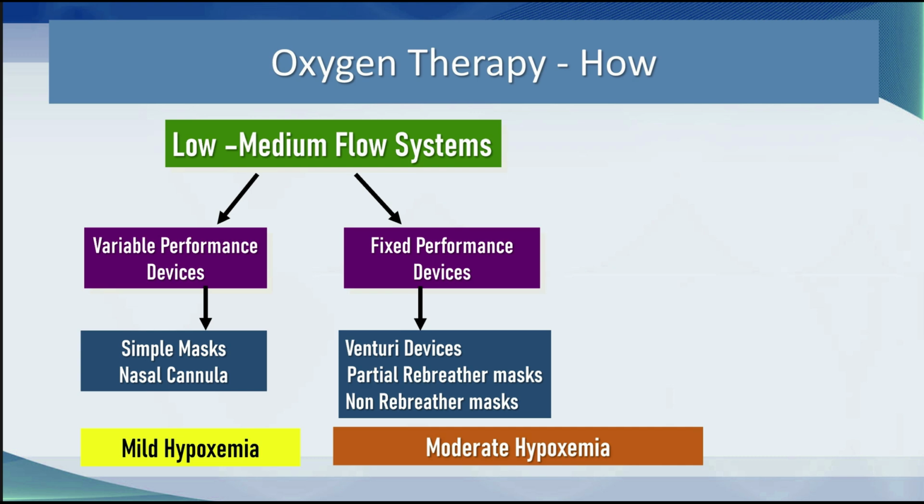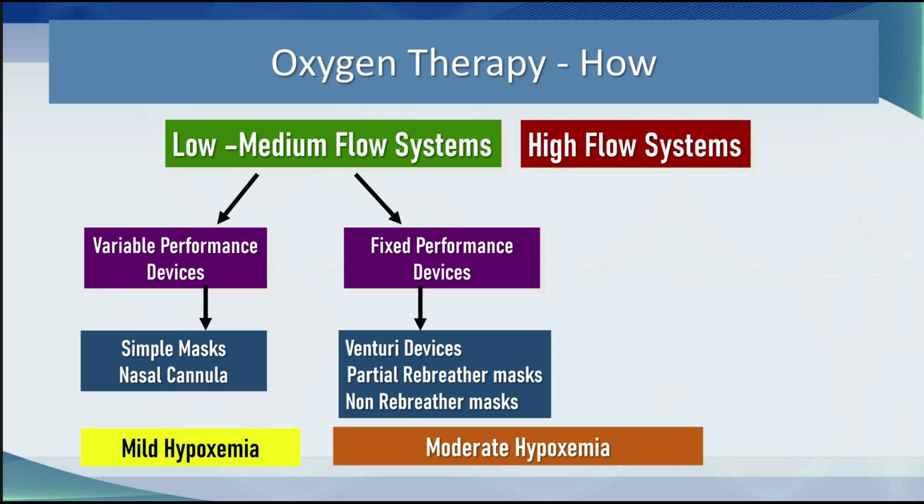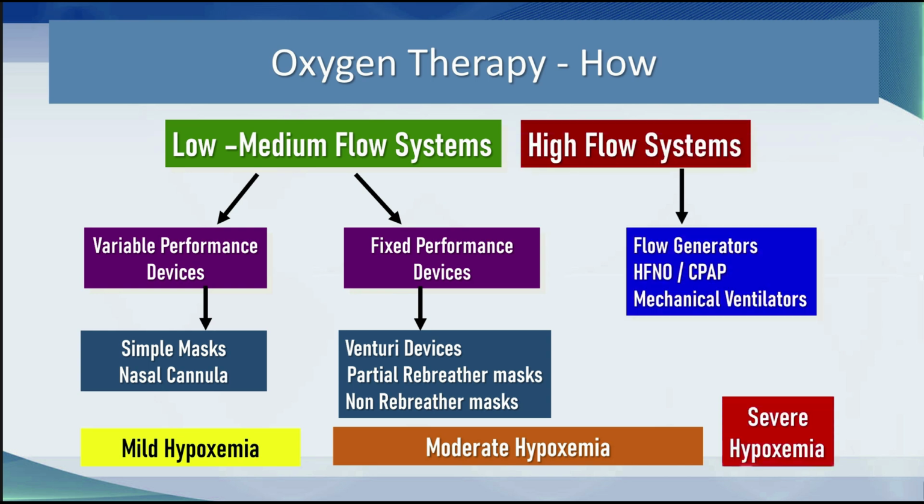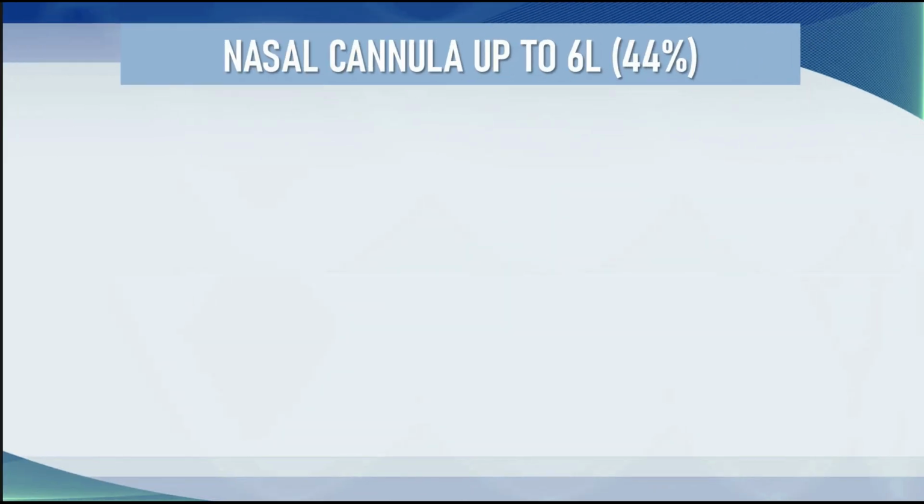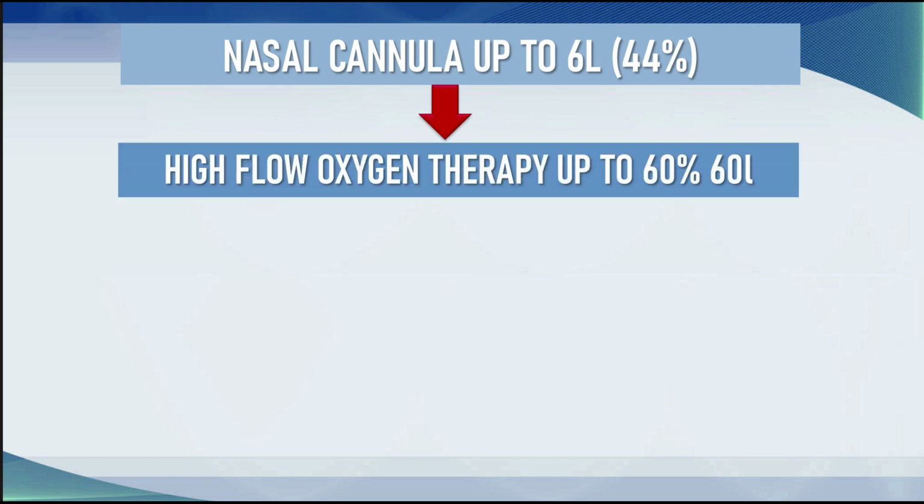But if you're in the ICU and you're moderately hypoxemic, you're much more likely to receive a high flow system. And these are flow generator devices that give patients high flow oxygen therapy, usually through the nose, so it's known as high flow nasal oxygen therapy or CPAP, or indeed mechanical ventilation. And that's what we use for moderate to severe hypoxemia. Nasal cannulae tend to be used for up to 6 liters or 44%. Beyond that point, patients will receive high flow oxygen therapy up to 60%. So in general, you won't see simple face masks or Venturi devices in critical care.